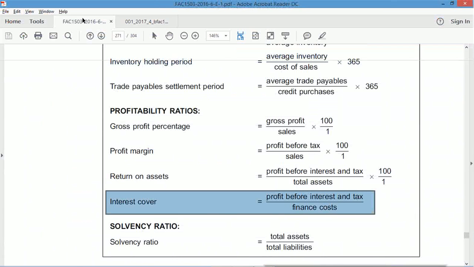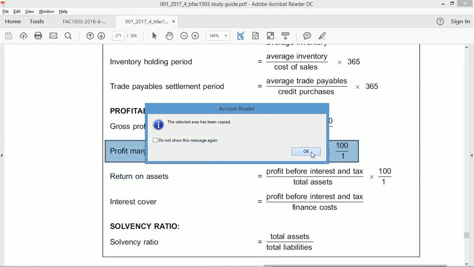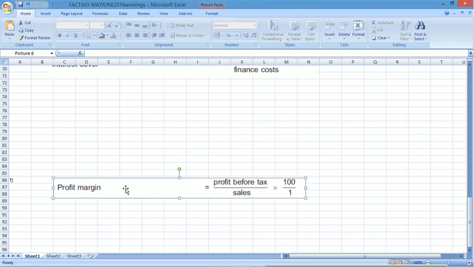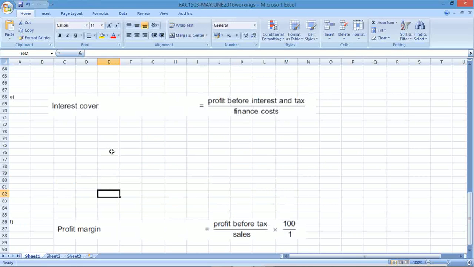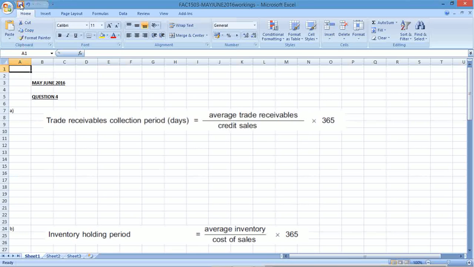Go back to the question paper. F wants the profit margin. Profit margin is as follows. Profit before tax over sales times 100. There it is. Now, as I said, depending on how you're approaching your exam, you can go and do all the other questions, 1, 2, 3, 5, and then come back and do this if you want to. Or if you want to just complete the question, I'm going to complete the question, just so we don't jump around too much.